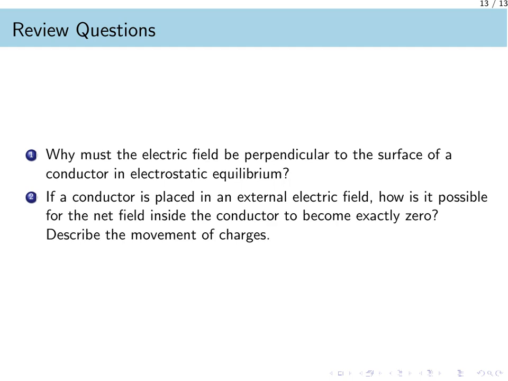We conclude with a couple of review questions to test your understanding. First, consider why the electric field must be strictly perpendicular to the surface of a conductor in electrostatic equilibrium. What would happen to the surface charges if it were not? Second, if a neutral conductor is suddenly placed in an external electric field, how is it physically possible for the net electric field inside the conductor to become exactly zero? Think about how the free charges move and redistribute themselves to create an opposing internal field.